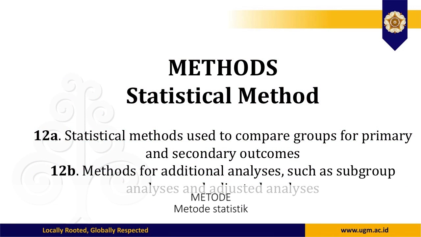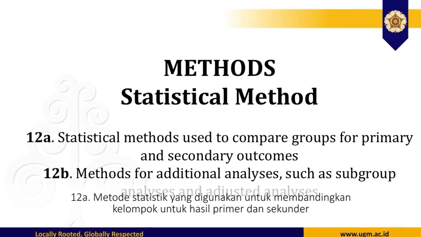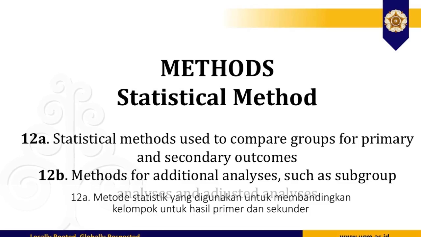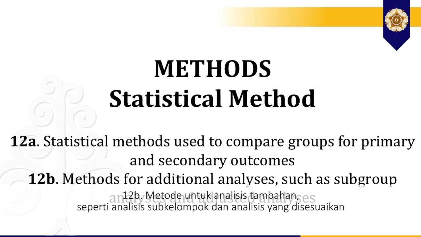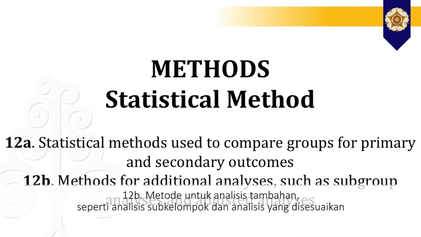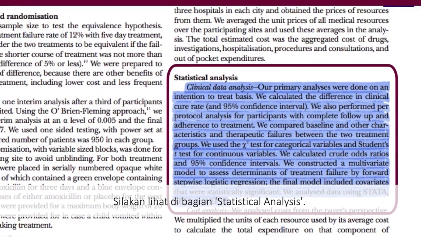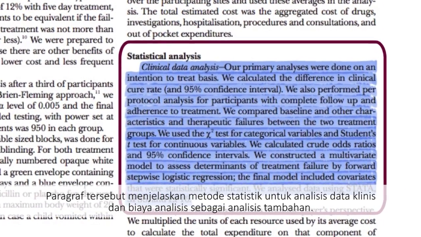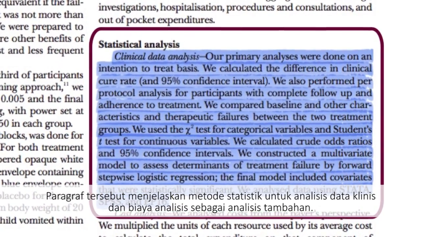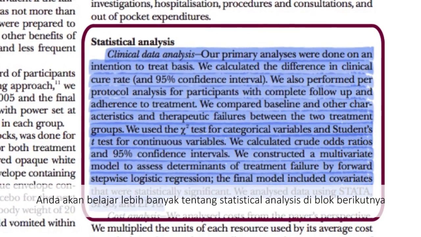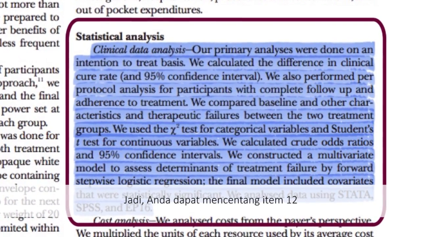Methods: statistical methods. 12A. Statistical methods used to compare groups for primary and secondary outcomes. 12B. Methods for additional analysis, such as subgroup analysis and adjusted analysis. Please look at statistical analysis. The bar graph describes statistical methods for clinical data analysis and for cost analysis as additional analysis. You will learn more about statistical analysis in the next block, so you can check off item 12.